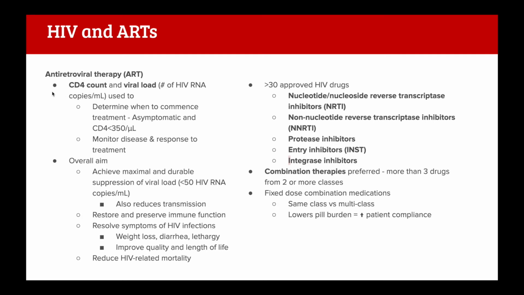So in antiretroviral therapy, the CD4 count and the viral load are important, and they're used to determine when to commence treatment. There are guidelines about where the CD4 count should be, and it is also used to monitor the disease and response to treatment as we go on. Yeah, and viral load is measured as the number of HIV RNA copies per milliliter. Yeah, and the overall aim of antiretroviral therapy is to achieve maximal and durable suppression of viral load. And this also reduces transmission.